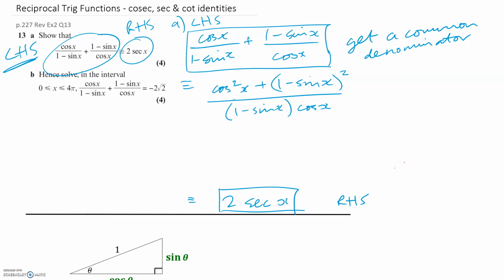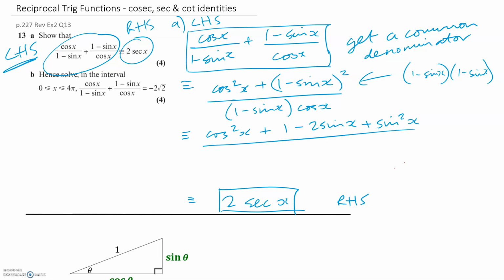I think we need to simplify the numerator now by expanding those brackets. Remember this here, you need double brackets when you're expanding this. So you want to do 1 minus sine x times by 1 minus sine x, which would give us 1 minus 2 sine x plus sine squared x. And all of that is still over the same denominator, which is 1 minus sine x cos x.